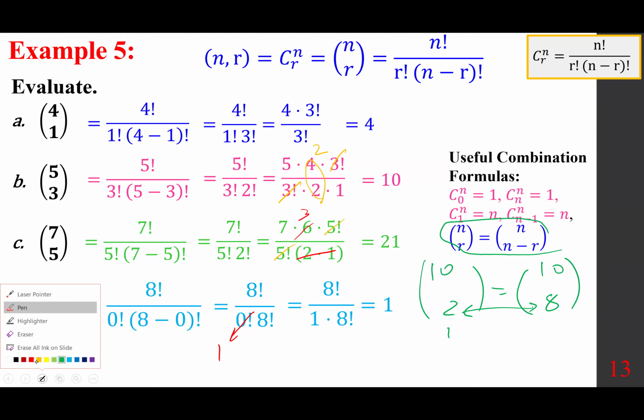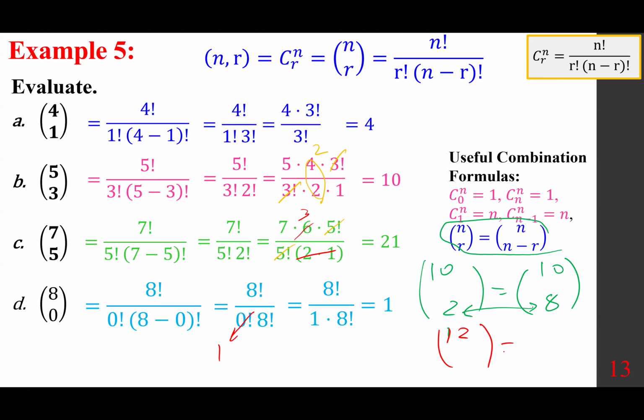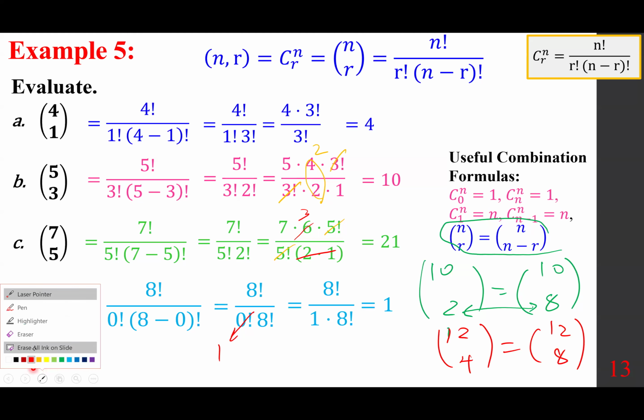Let's go with a different one. n equals 12, and let's say 4 here. Then you have to put 8. In other words, what this means is the combination of 12 choose 4 is the same as the combination of 12 choose 8. And I hope it's easy to see that if you write this out.